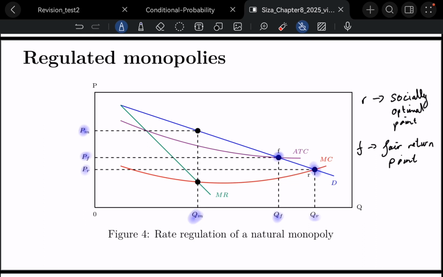When we say socially optimal, think of it this way: at QR, many people are receiving this good, many people can afford this good, many people are willing to pay for this good, and the price is very low at PR as well. So that's what we mean by socially optimal. And fair return just means the price and quantity we get when we're breaking even, which is PF and QF. All right, so that's it with regulated monopolies, and that actually leads to the end of the chapter.